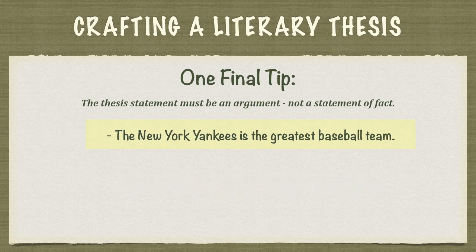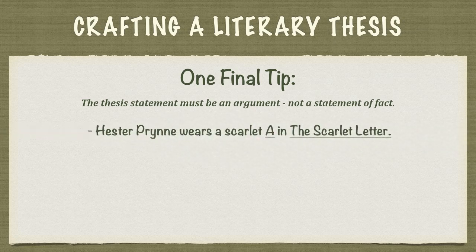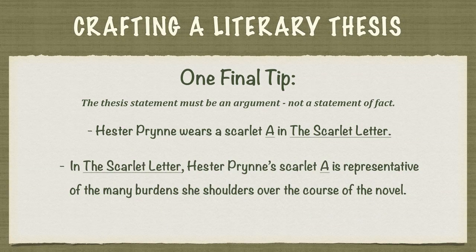Now that you understand that concept with the simple examples of Justin Bieber and the Yankees, let's try one where it's actually with a piece of literature. So, Hester Prynne wears a scarlet A in The Scarlet Letter versus, in The Scarlet Letter, Hester Prynne's scarlet A is representative of the many burdens she shoulders over the course of the novel. Again, you can pause if you want to try this one out for yourself, but the answer here is pretty clearly the second one. Why?